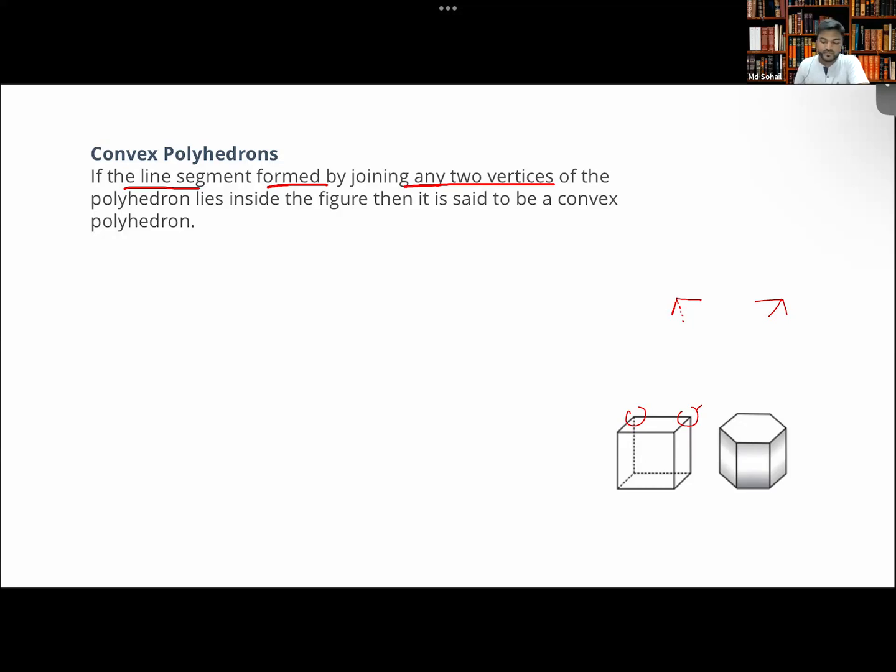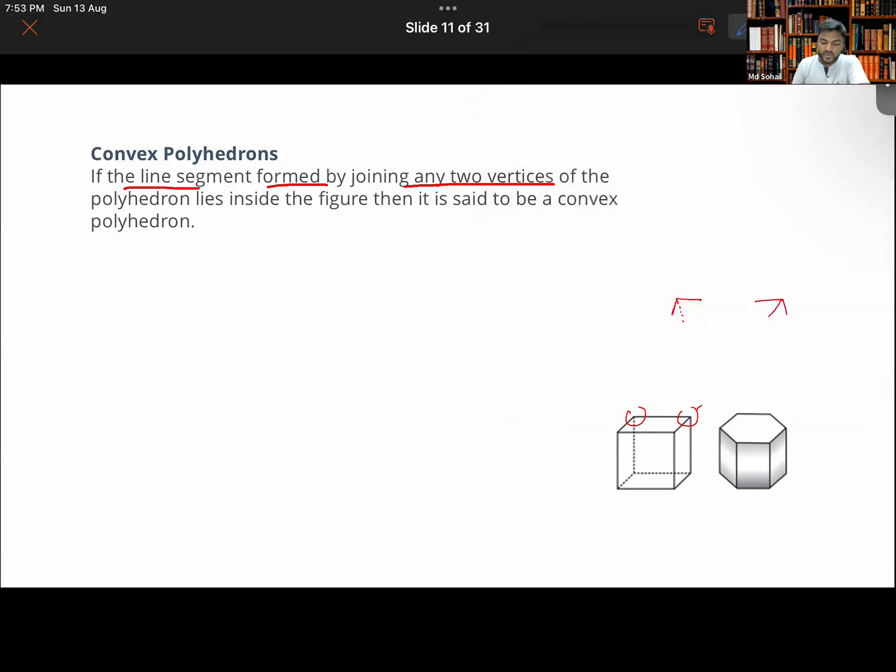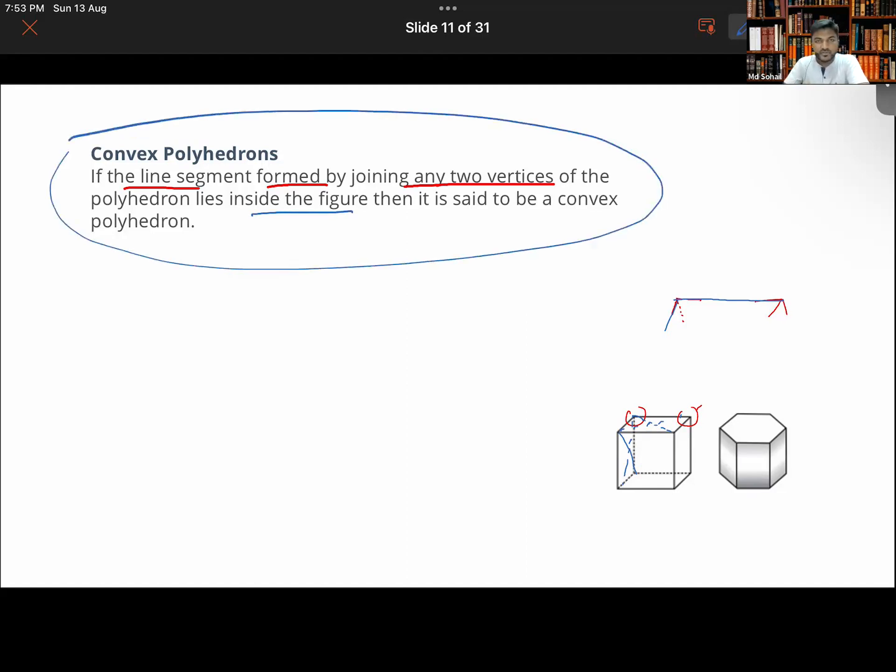So let's join these two, and further we can join these two as well. These two vertices can be joined, and so on. All of them will be lying inside the figure. So in that case, it will be called a convex polyhedron. Similarly, you have other examples as well.